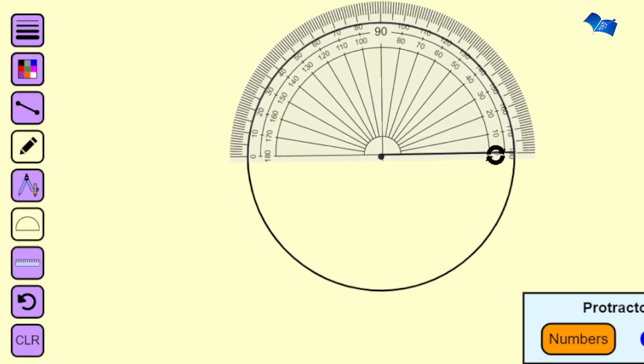Now from the 0, you will read up. You are reading from 0 up. Now we want to measure 54 degrees. This 0, this 10, 20, 30, 40, 50. Then we need 4 more. We trace it up to this. This is 50, right? 1, 2, 3, 4. That is 54 here. You now mark it. I've marked it.